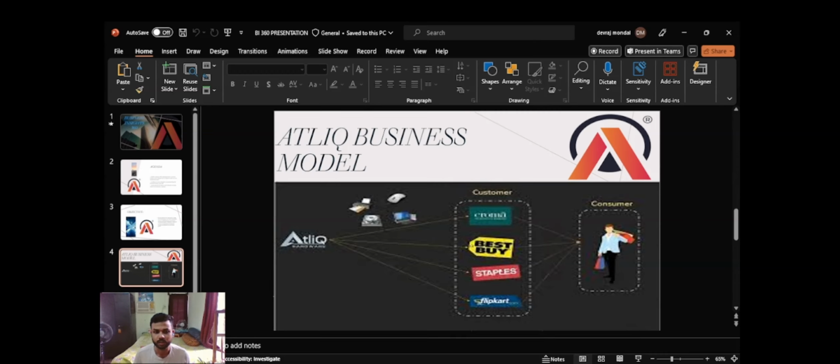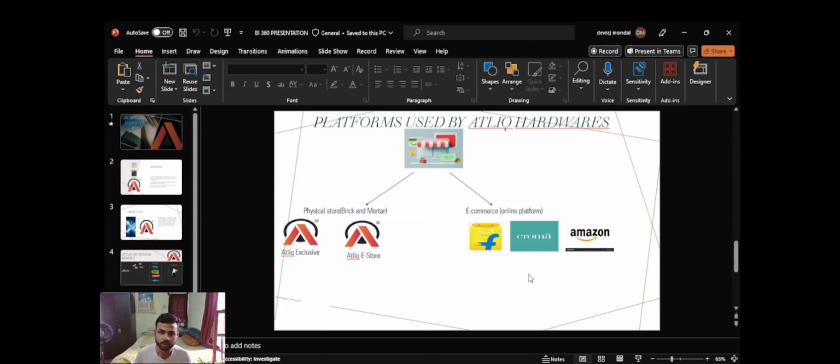Coming to the platform portion of Atlic Hardware. The platforms used by Atlic Hardware are both physical stores and e-commerce. The physical store is what we know as brick and mortar. There is the Atlic exclusive store and another one is the Atlic e-store. And in the e-commerce online platform, there are Flipkart, Chroma, and Amazon.